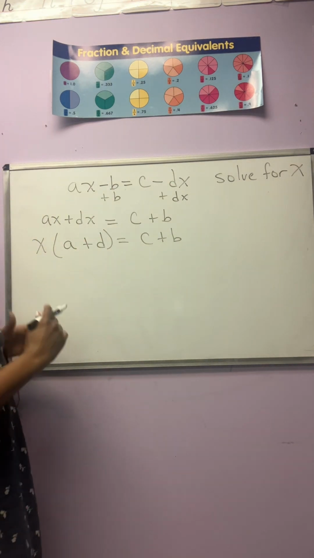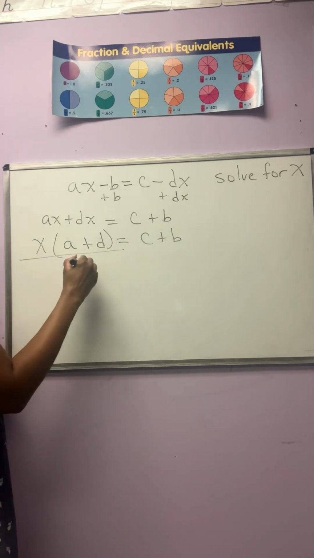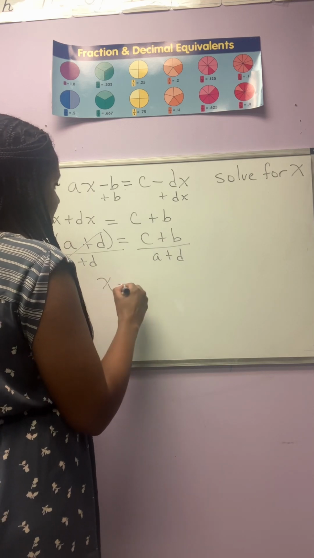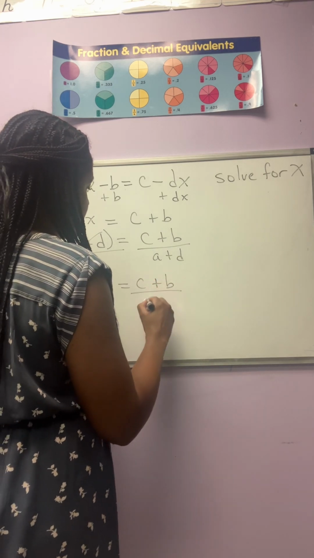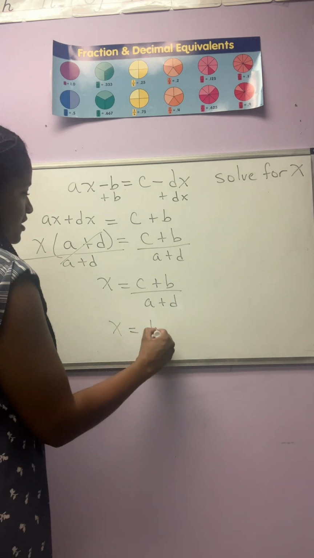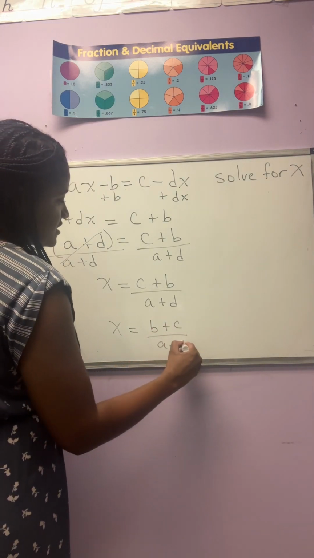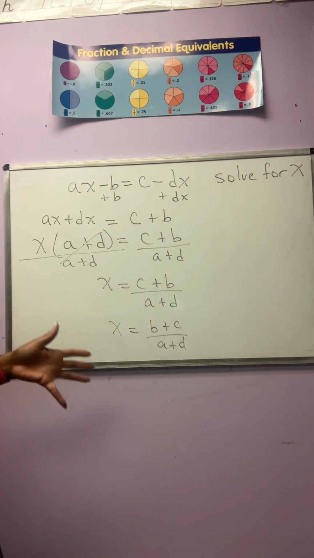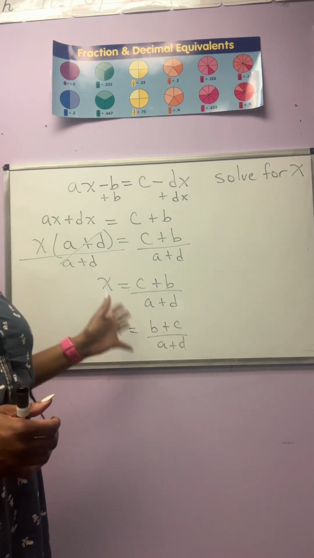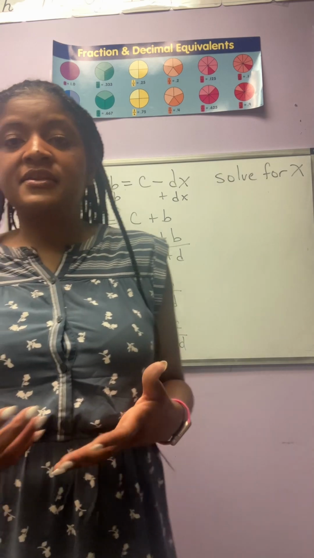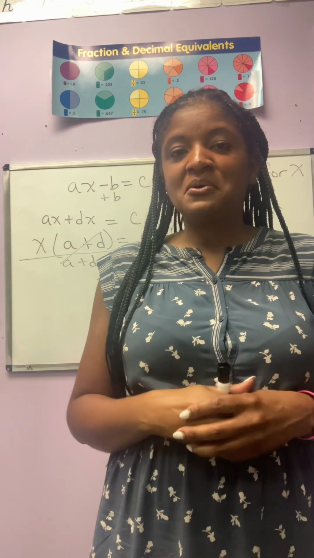Remember, I'm solving for x. I want x by itself. So I'm going to divide by a plus d, divide by a plus d, and my answer is x is equal to c plus b over a plus d. Now, when I looked at the answer choices, it was written like this: x is equal to b plus c over a plus d. Well, those are the exact same thing. So you don't have to worry about that. Addition is commutative, so they're the exact same thing, so that is the answer. Now, if it was a subtraction, it would make a difference. Subtraction is not commutative. You can't just flip it and think that it will work, but addition it is. So that's it for that.